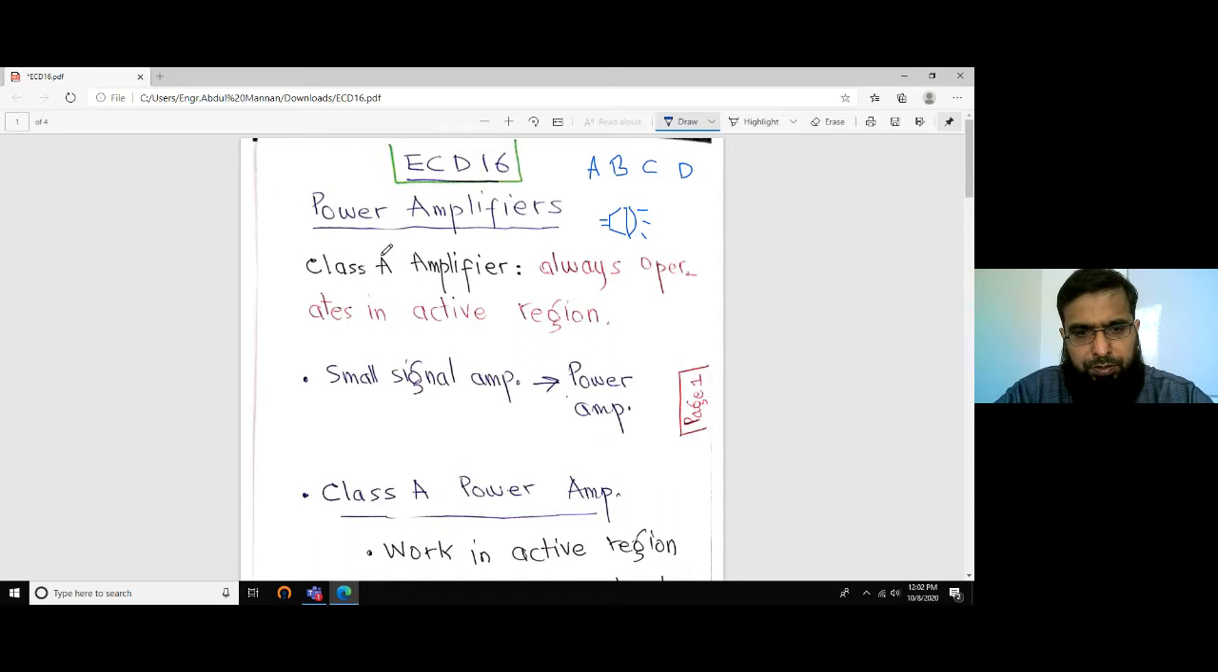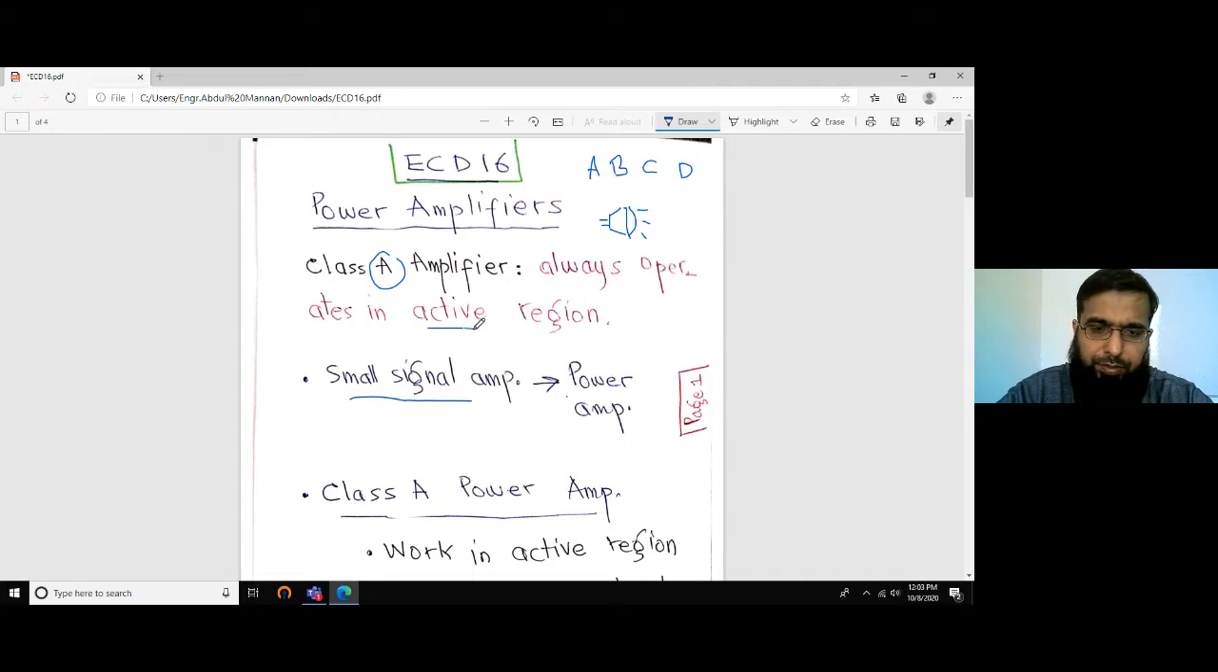So class A is the first type of power amplifiers that we will study. Class A amplifiers are more like small signal amplifiers in the sense that they use the active region of the characteristic curve, but they are different from small signal amplifiers because they use most part of the AC load line. This is the similarity: they both work in the active region throughout their operation.